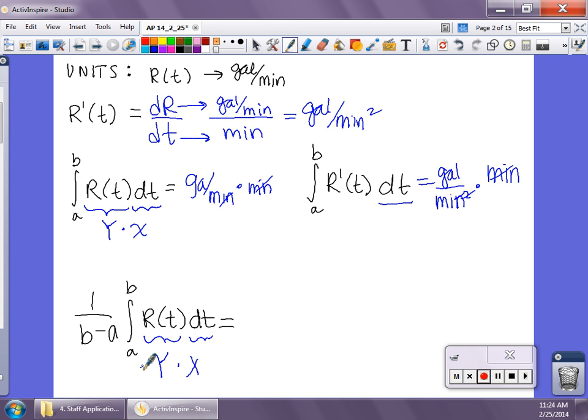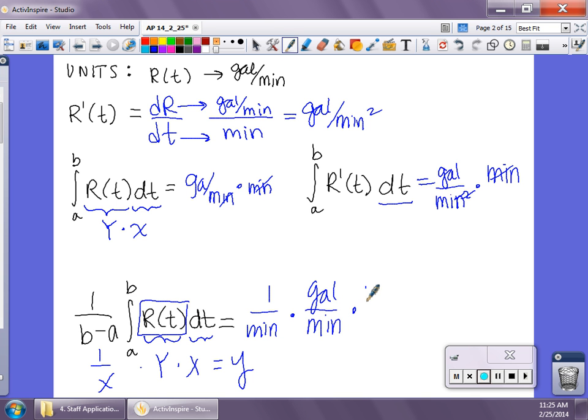A and b, what kind of values are those, x's or y's? X's. Well, what happens if you do 1 over x times y times x? You just get your y back again. Every average value is always the same units as the function that it's talking about. Other ways that you could see it, 1 over minutes times R of t, which was gallons per minute, times dt, which is minutes. And then you'll notice, gallons per minute are back. And that should make sense.